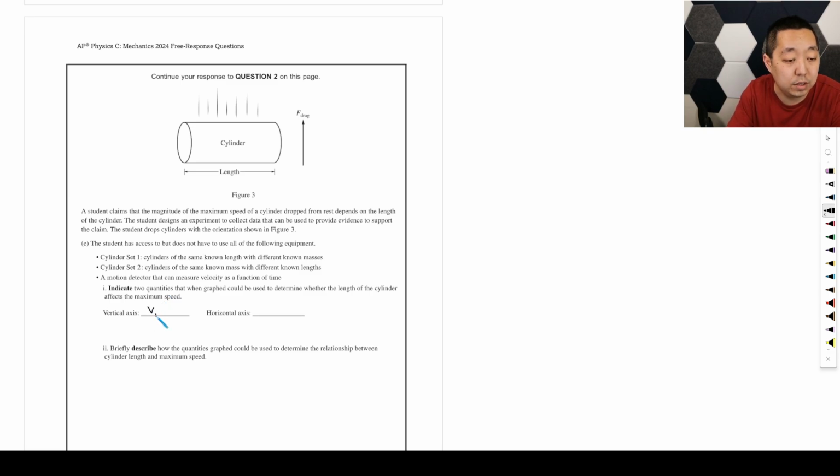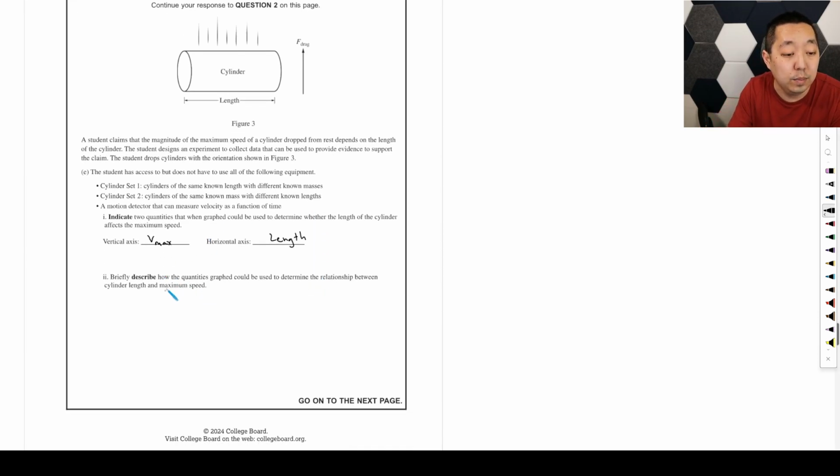Well, we're going to do Vmax. You don't know if the relationship with length is linear or not, so just measure length. Length and Vmax. Briefly describe how the quantities could be used to determine the relationship between them. This is not a linear relationship because you have no idea whether the length is going to affect it, or how. So there's no way to know this. You would just say that if the graph has any upward or downward trend, then there is a relationship.